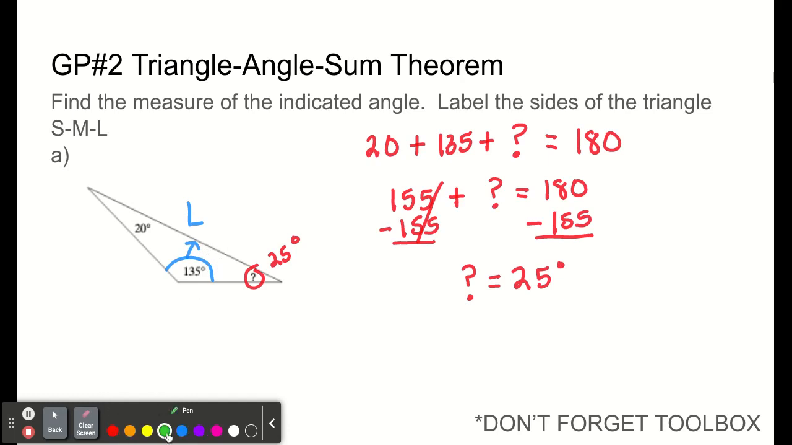The smallest side is opposite the smallest angle. Well, 20 degrees is our smallest angle. So this side here is opposite the 20-degree angle. So that's going to be our smallest side, leaving us with 25 is our medium size angle. So the side opposite 25 degrees is going to be our medium side.